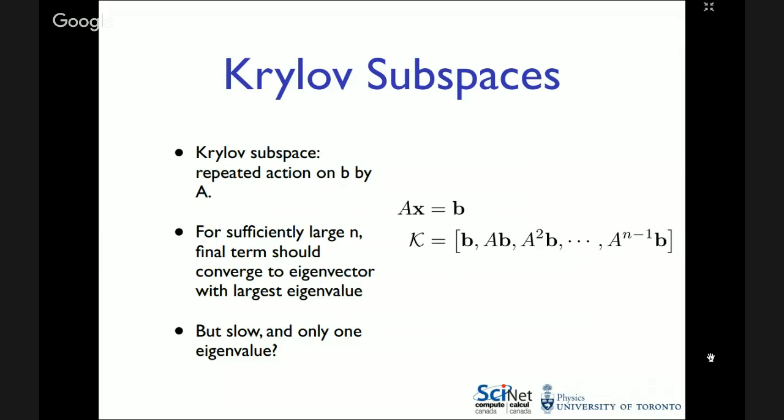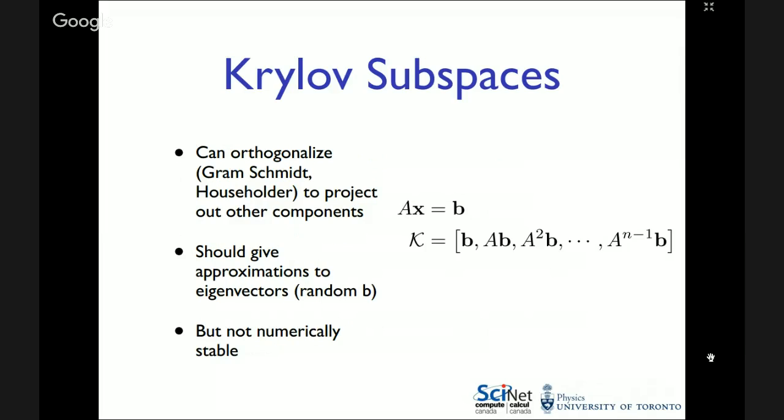Why do we do that? Because you can show that by doing this operation, you will converge to the eigenvector of the problem with the largest eigenvalue. It is usually slow and only gets you one eigenvalue, but I'm going to show you at the end that there are some cases where you can actually apply it. Other applications are orthogonalization of the system, something like Gram-Schmidt or Householder, to project other components. Also you can start with a random vector b. The bad side is that, depending on the problem, it may be numerically unstable, so one needs to be aware of that.